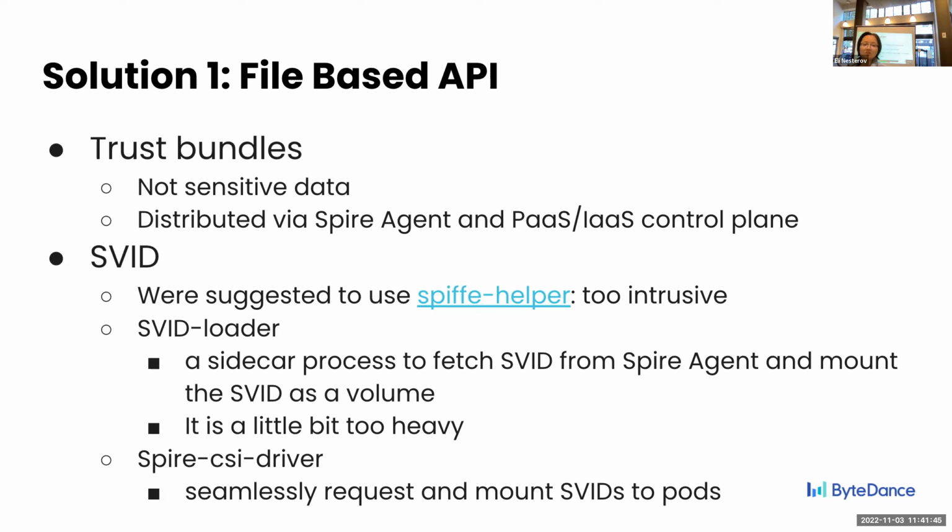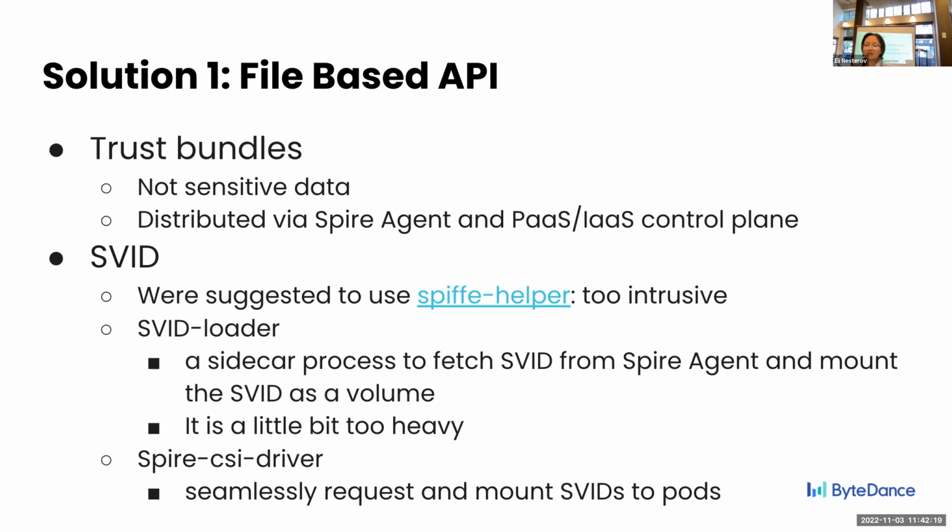It's not scalable. So instead, we developed our own utility called SVID loader. It's just a sidecar process that can fetch the SVID and write it into local disk, and this file can be mounted into the container as a volume. So basically every pod needs to run a sidecar container to help fetch the SVID. Still, we feel it's a little too heavy. It's not ideal for every pod to run an additional sidecar container, right?